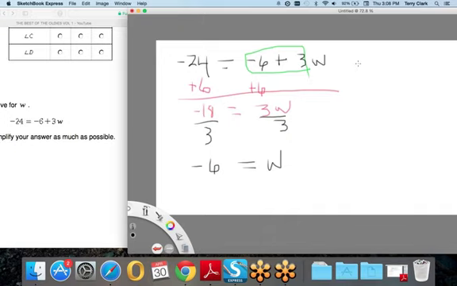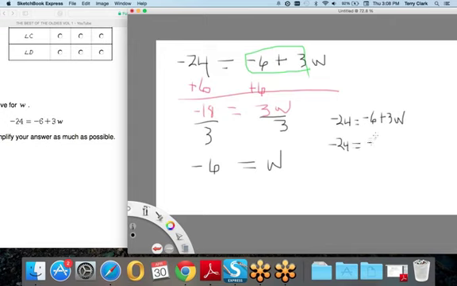Now, one of the things that we can do is verify it. We can take this problem again, and we can put in negative 6. And if it really does equal negative 6, the left side and the right side, when we're finished with the math, will have the same value, which is negative 24. The reason why I know it's negative 24 is because the left side doesn't have any math to it. It's already negative 24, so it's not going anywhere.